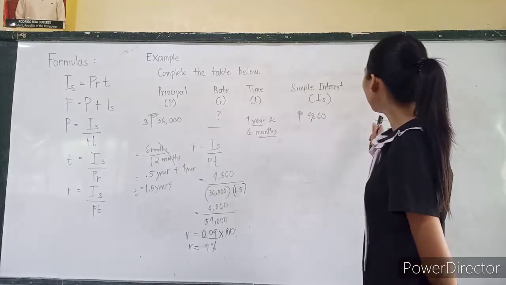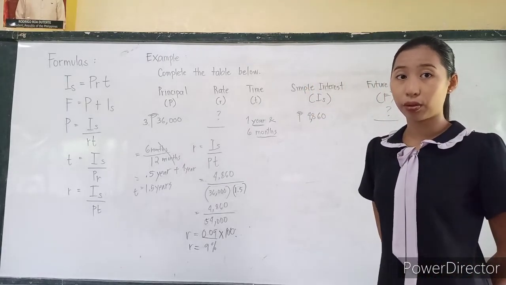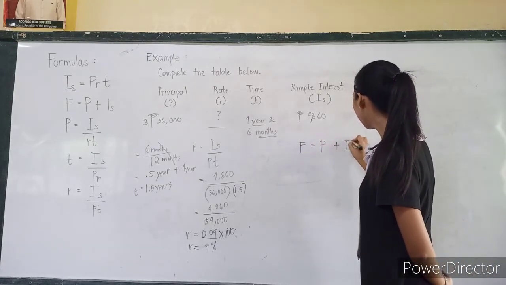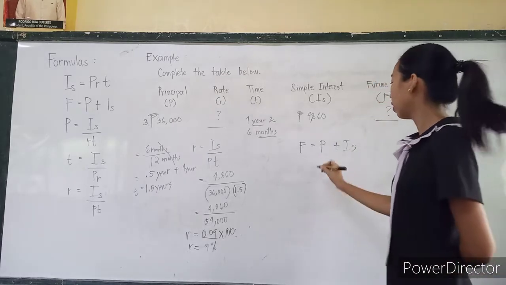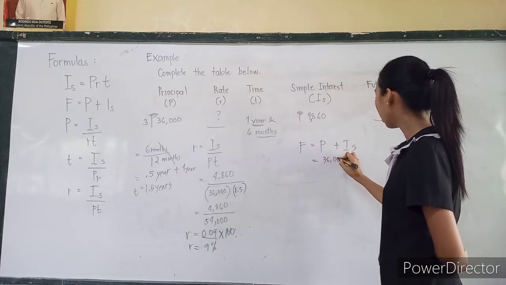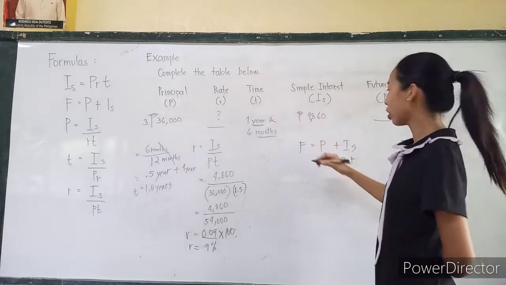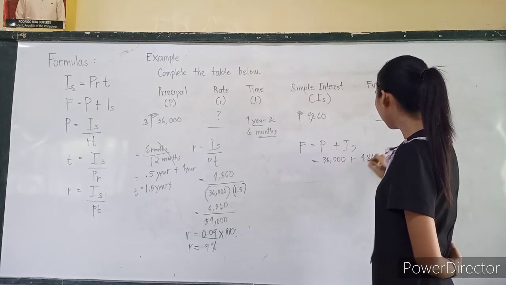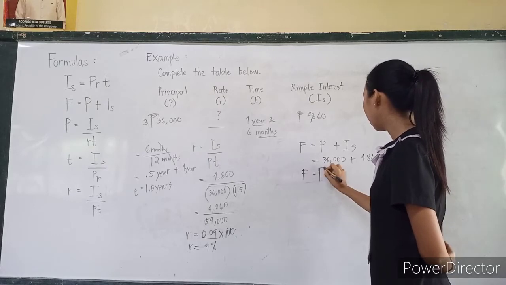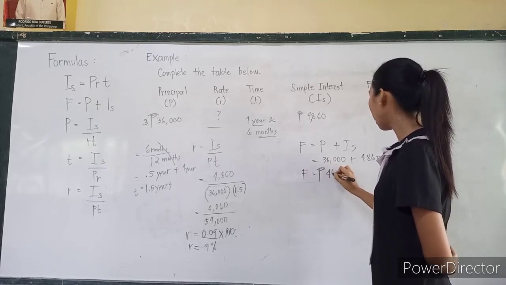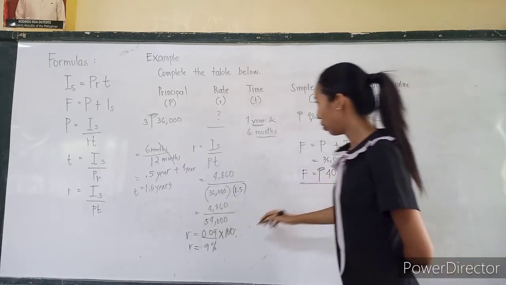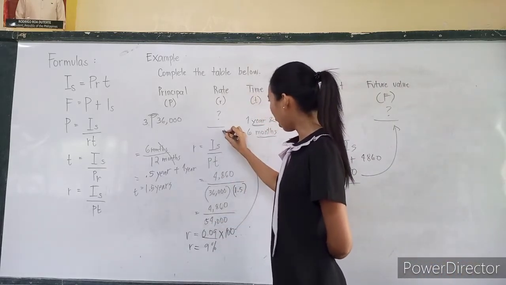Karon we are going to find your F. So same lang gyapon atong gamiton nga formula. F is equal to P plus your IS. So P is 36,000 plus IS, which is 4,860. No? So ang final nato nga future value is 40,860 pesos. So, mo na siya ang ato ang answer.